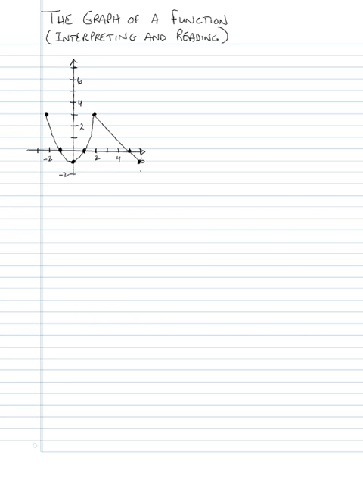Going to interpret and read the graph of a function. Now I've drawn a graph here, and I haven't labeled the axes. This is the graph of f. Okay.